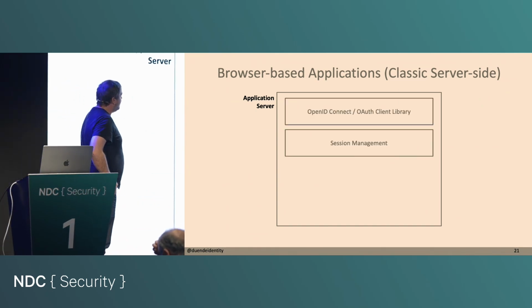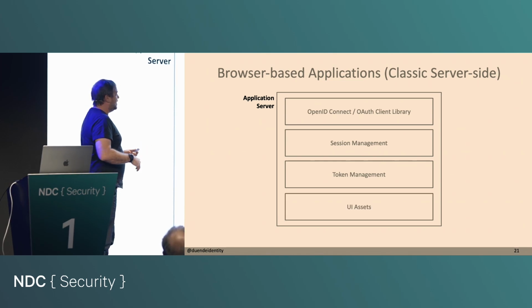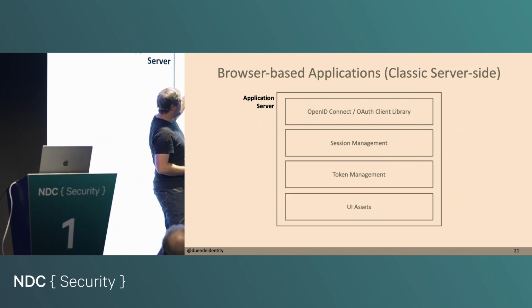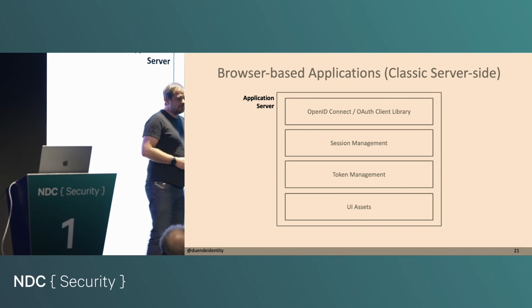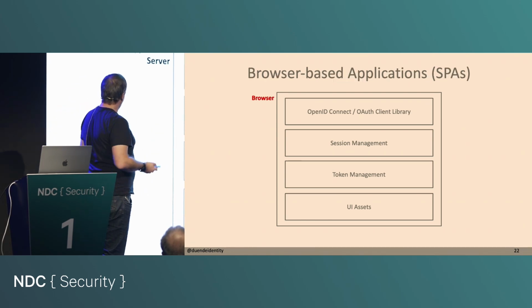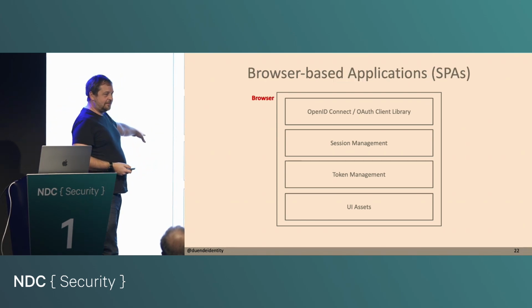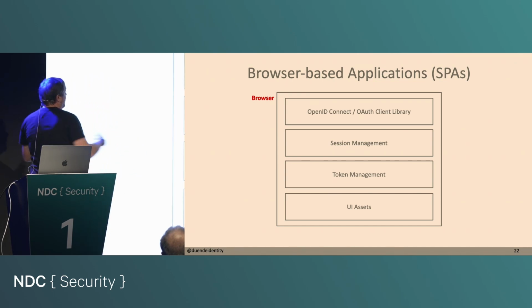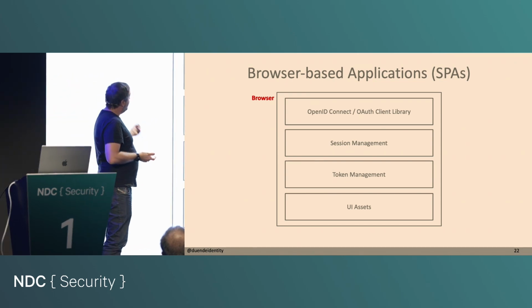In other words, the classic server-side model was like this. Everything was happening on the application server, right? These are the fundamental building blocks. You have your authentication OAuth library, you have session management, you have token management, and you have your UI. Okay? Now, the SPA era flipped this all around and basically made everything run in the browser. Yeah? And the model we are proposing with the BFF is this.